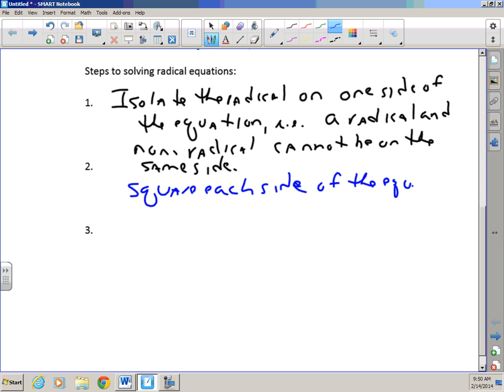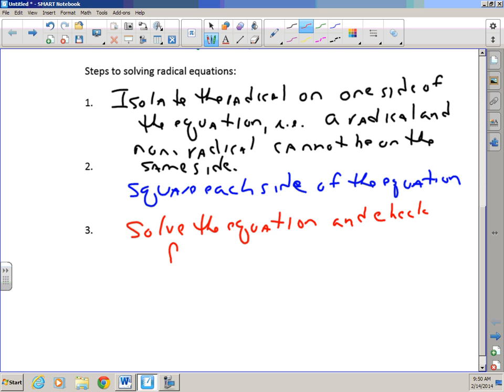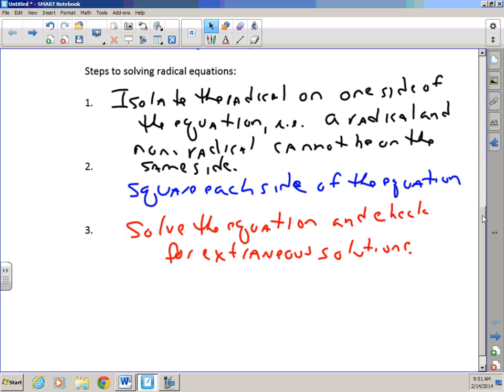So instead of taking the square root, we're going to be squaring. And then finally, solve the equation and check for extraneous solutions. Okay, so let's go through some examples.